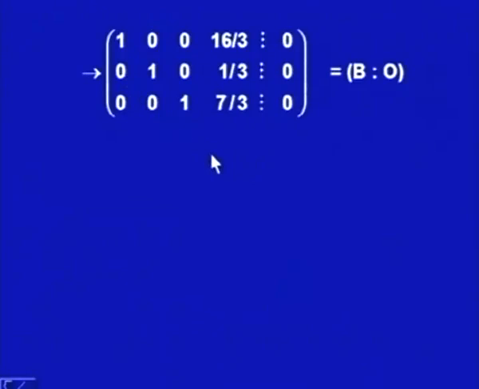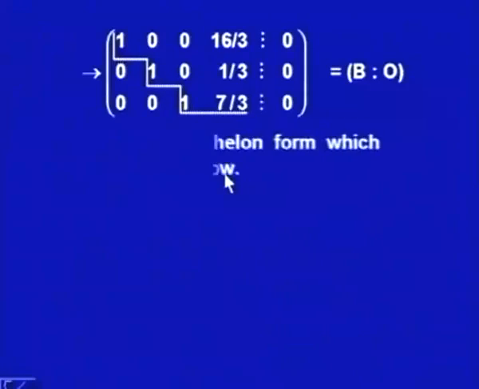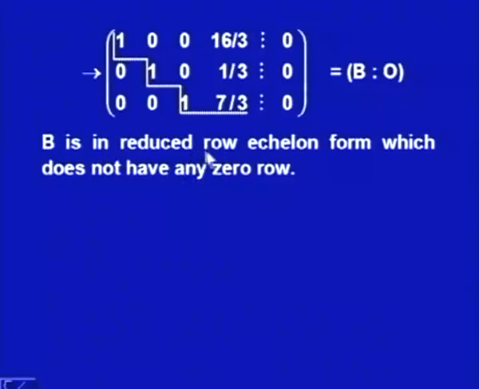So, we now have the row reduced form as this, consisting of 3 rows, and these are the column vectors, and these are the leading rows with leading elements. So, this vector and this vector constitute the basis. B is the reduced row echelon form which does not have any 0 row, and that means the column rank is 3.